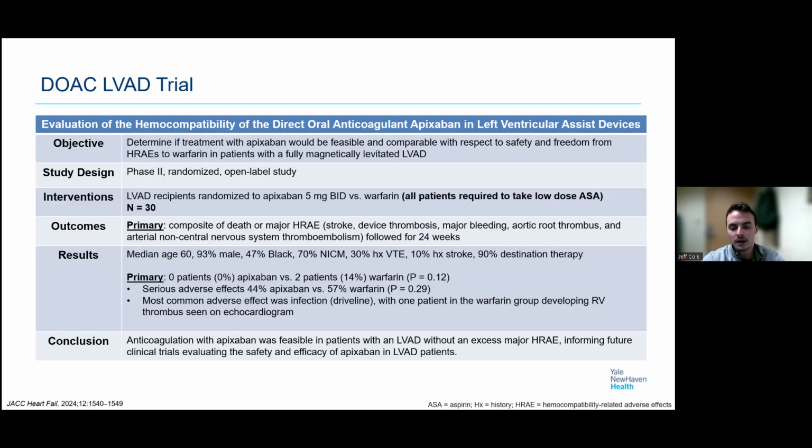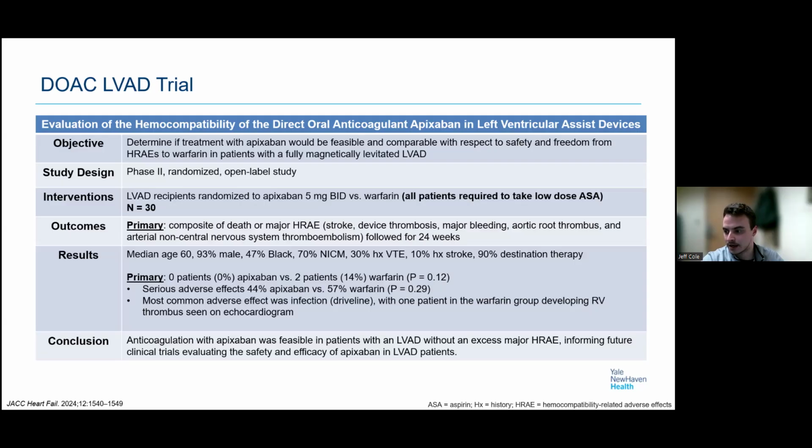Essentially, they wanted to simulate a prior study done a couple of years earlier that looked at dabigatran, or Pradaxa, in HVADs, and they actually had to stop that trial early because of increased risk of pump thrombosis. In that trial, they only had 16 patients in the dabigatran group. So this trial wanted to get the same numbers to prove that it is feasible for apixaban. But obviously that was in HVADs, and this is now looking in LVADs.